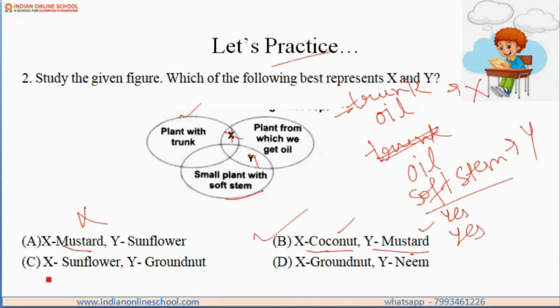Let's check for other options also. X is sunflower. Sunflower also does not have trunk. Groundnut also does not have trunk. So option B is the correct one here. X is coconut. Coconut has trunk and we get oil from it. And mustard has a soft stem and we get oil from it also.